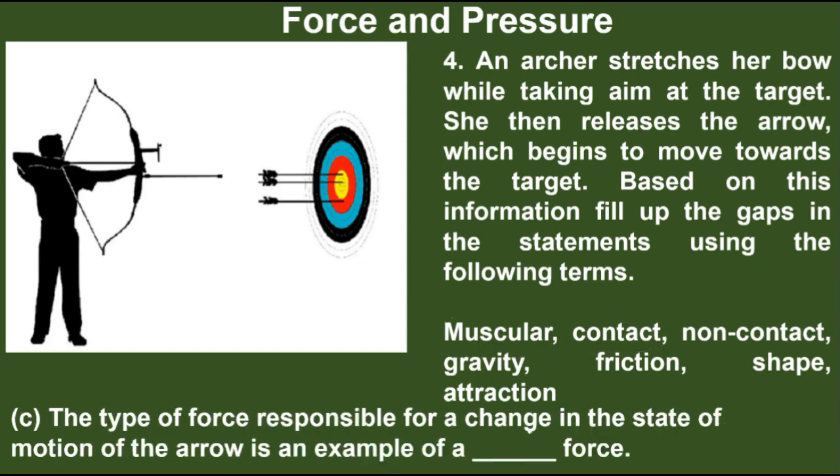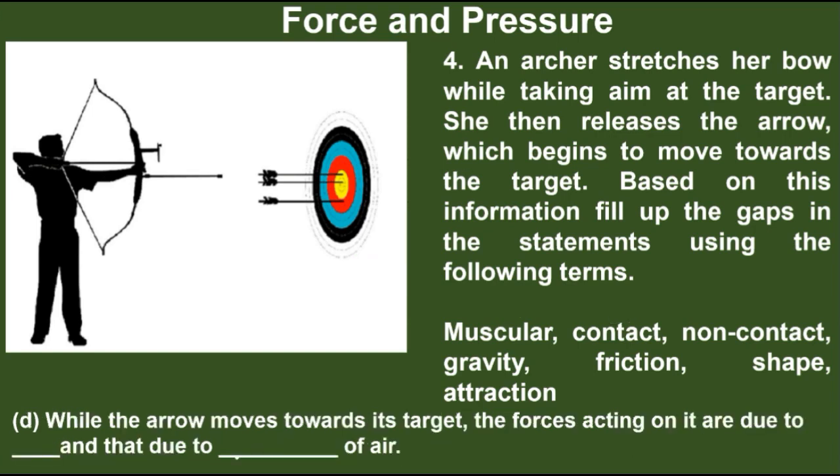The next one, C. The type of force responsible for a change in the state of motion of the arrow is an example for. Contact is already used, so now we can go for muscular force. The answer is muscular force, because we are using the muscles of the body to pull it. The state of motion is changed. It's going fast.